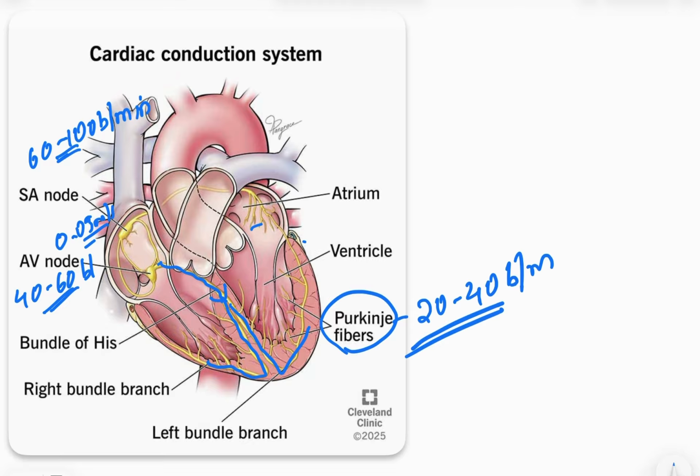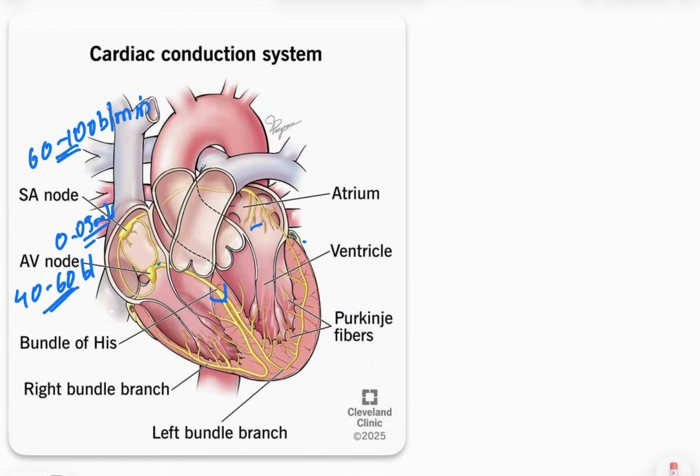So if the SA node and AV node fail for a person, how many beats per minute can be produced by Purkinje fibers for a person to survive? That means the heart still beats, but the heartbeat is going to be only 20 to 40 beats per minute, and these impulses are produced from the Purkinje fibers. So did you get an idea of the heart conduction system? Yes. Okay. We'll say it again once more.